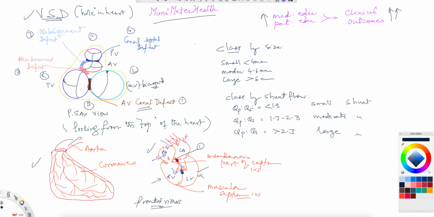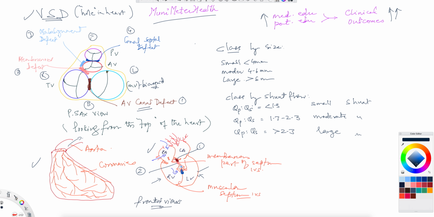Now, the schematic here corresponds to this one here. So that becomes number 1, and that's AV canal defect. The second one will be the membranous defect, and that will occur somewhere where? Let's see here. This is your second membranous defect right here. And that's slightly lower than the AV canal defect.